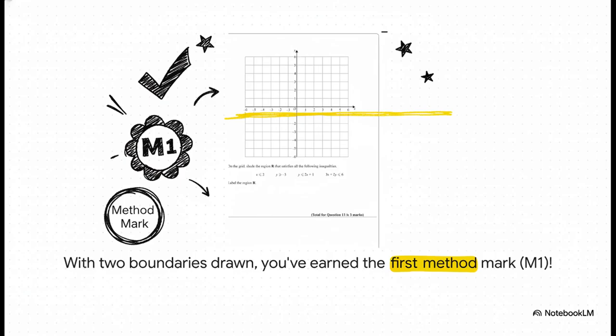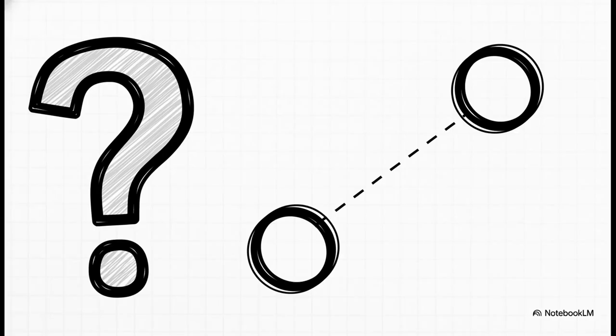Now here's the cool part. According to the official mark scheme, just by drawing these 2 lines correctly, at least 2 correct boundaries is the exact wording, you've already banked your first method mark. That's M1 in the bag. How great is that? All right, let's get to our first diagonal line.